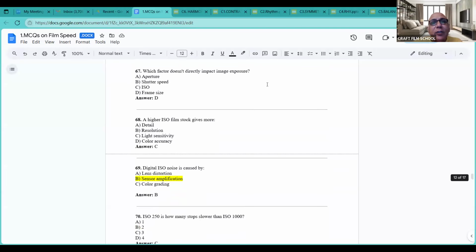Which factor does not directly impact image exposure? Aperture? Yes. Shutter speed will also change. ISO? Yes. Frame size? No. It has nothing to do with exposure. Frame size has to do with the magnification of a lens, which is focal length. So if the question is not about focal length, it does not matter.